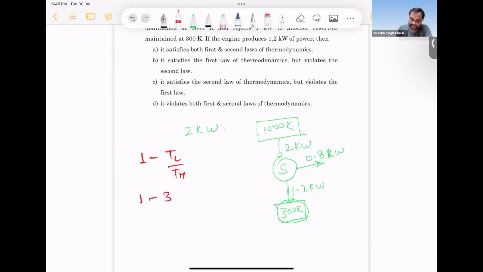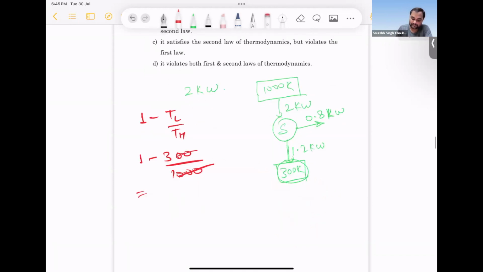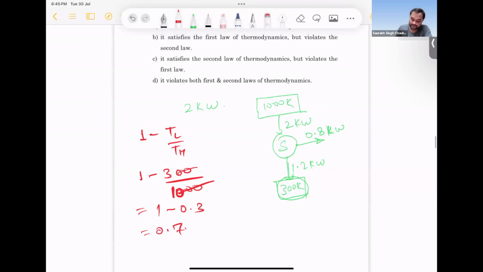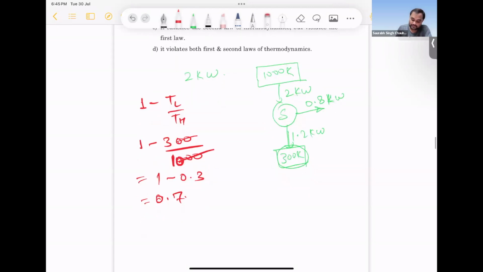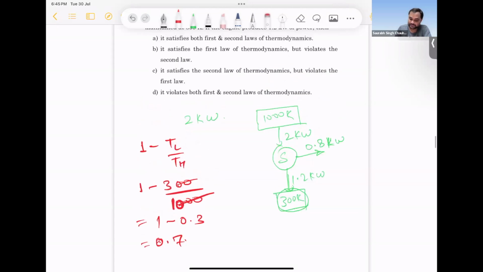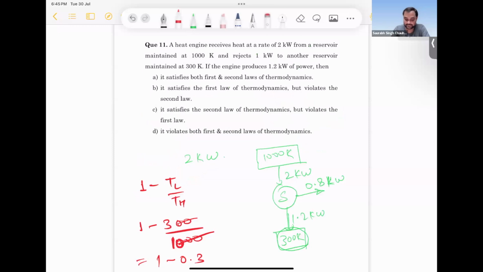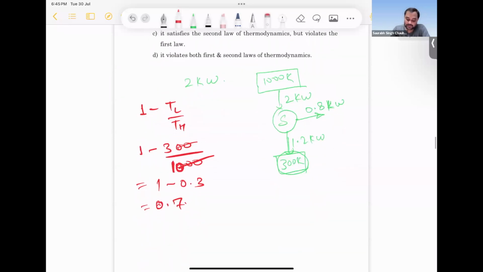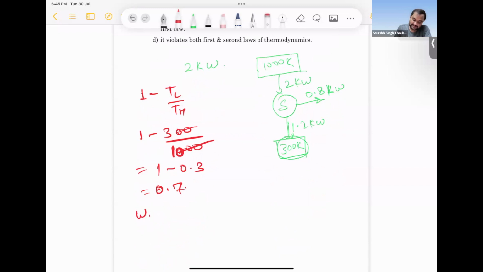So 1 minus 300 divided by 1000, so 1 minus 0.3, or 0.7, right? So this is the maximum efficiency which we can have if everything is reversible. Okay. So the maximum work production will be the maximum efficiency times the heat received.